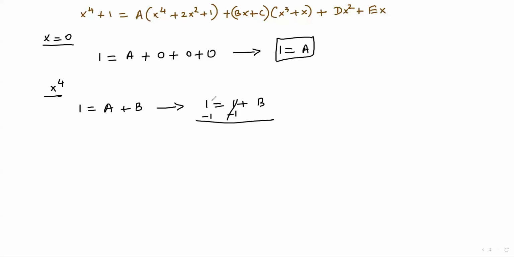This one will cancel. This one will cancel. I get b is equal to 0. Okay, now I got values for two constants, a and b. I have to get values for three more constants, c, d, and e.